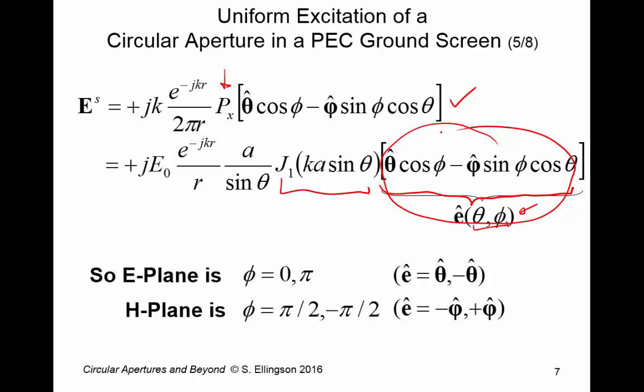You can readily work out that the E-plane, that is the plane in which the electric field vector lies, is phi equals 0 and pi. You can try it out. Just substitute those values. Another way of saying that is it's the plane corresponding to E hat equals plus or minus theta hat. Similarly, the H-plane, being the plane in which the H vector lies, is found to be phi equals plus or minus pi over 2, which corresponds to the polarization vector being plus or minus phi hat.